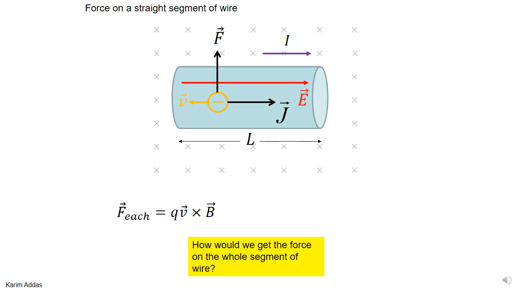So the force on this segment of wire is upwards. Now, what about the magnitude? We know the force on each charge is QV cross B. How would you get the force on the whole segment of the wire?